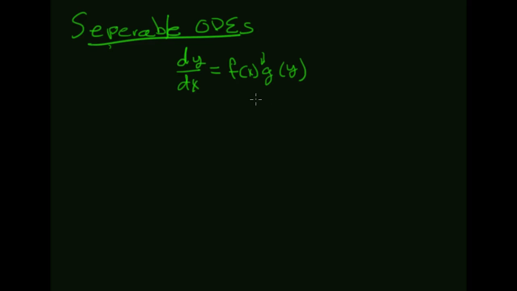Why they're called separable is because you can separate the y's to one side of the equation, the x's easily to the other side, and then integrate both sides to solve. So let's take an example.